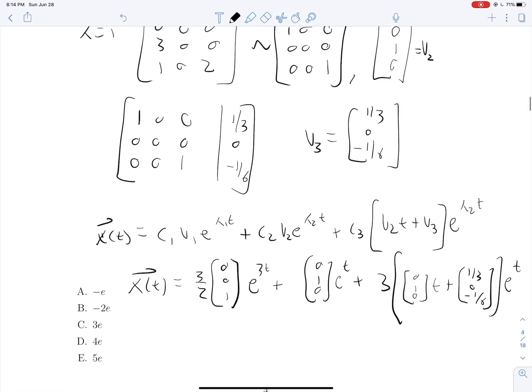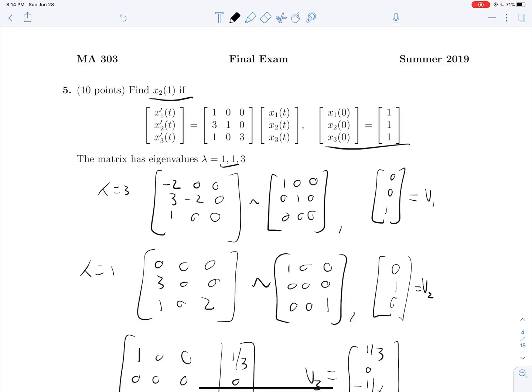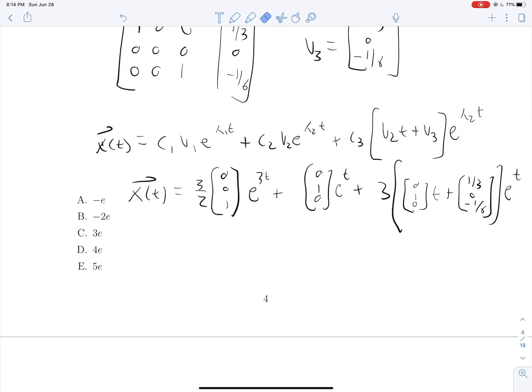What did I do? There's a bracket. Okay, because we are finding x2 at 1, if x2 is the second row of this vector valued function here. So x2 at 1 will be 3/2 times 0 e to the 3, so that's 0. And then we have 1 times 1 e to the 1, so that's e. And then we have a 0 in row 2 right there, and a t there, so that gives us plus 3 e to the 1. That's just 4e, and we're done.